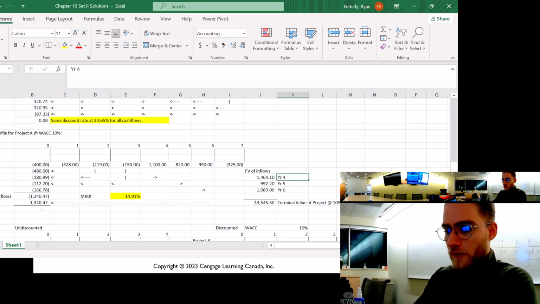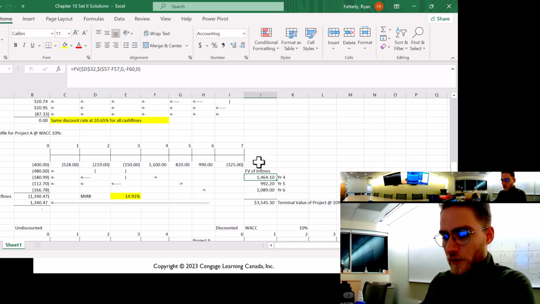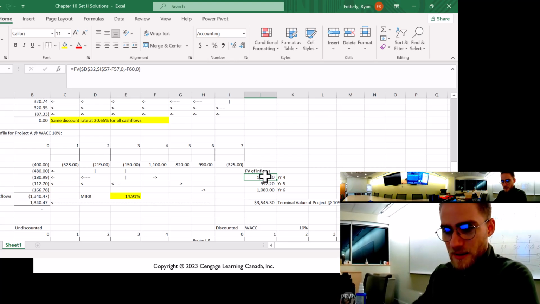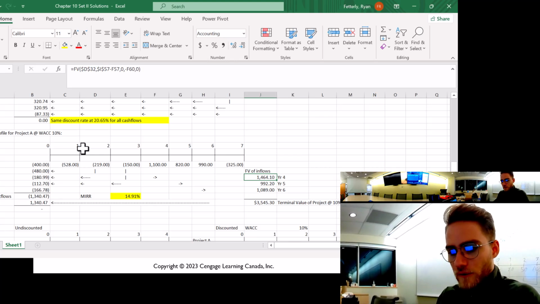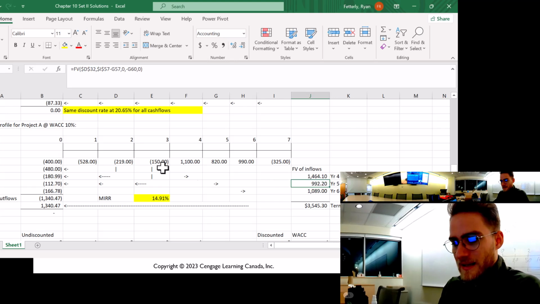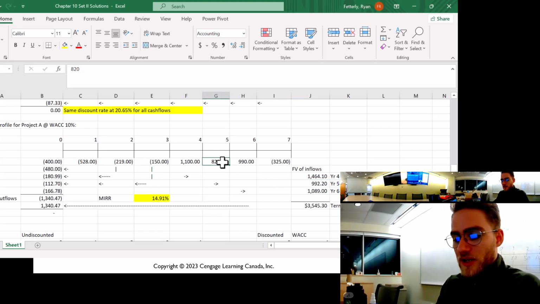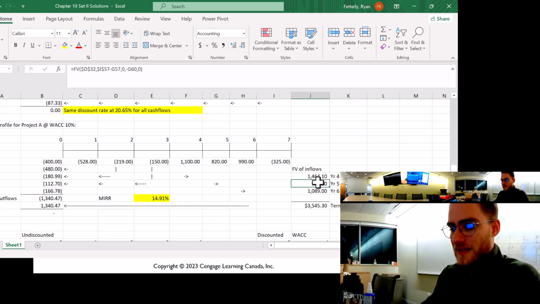So this year 4 inflow, right? That is this inflow right here. So $1,100 future valued for 3 periods at 10%. I believe, yeah, weighted average cost of capital is 10% over here. So future valued you would get that 1464. And then I would future value my year 5, right? So 820 earned at year 5 is worth 992 reinvested at year 7.